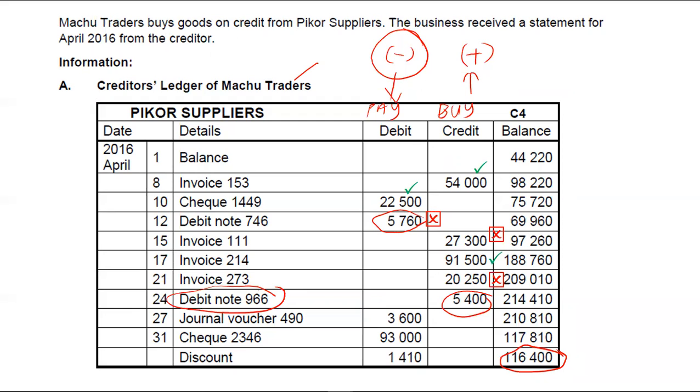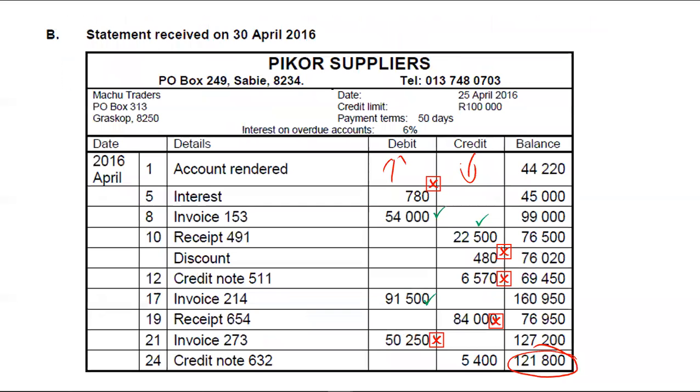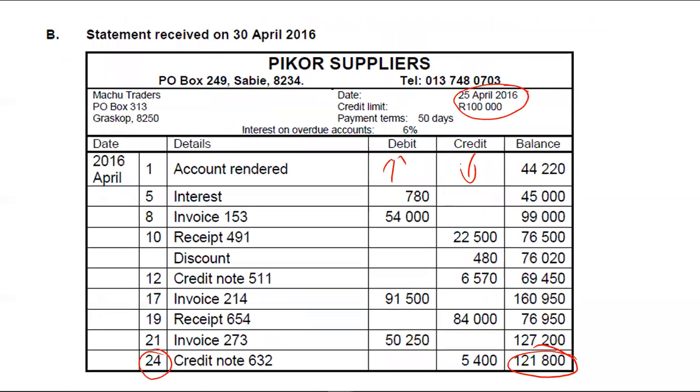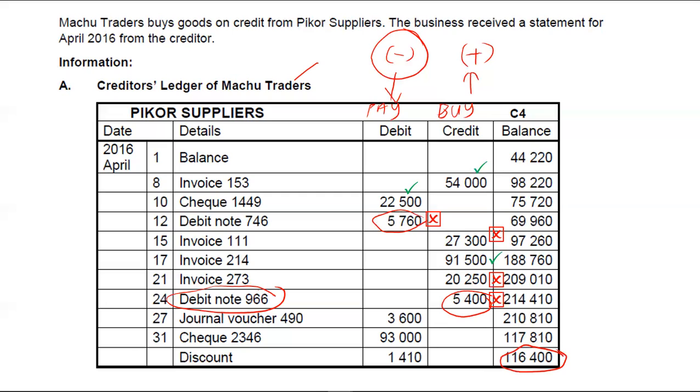a general voucher, and I just want you to take a look at what's happening here. We received the statement on the 25th, all right, and obviously the last transaction will be on the 24th. So everything that is on the creditor's ledger after the 25th will not be there in the statement. So we are going to cross those ones out because they need to go to the statement. So this must go to the statement, this must go to the statement, this must go to the statement. And the fact that it must go to the statement, it simply tells you that we need to take them to creditors reconciliation statement.